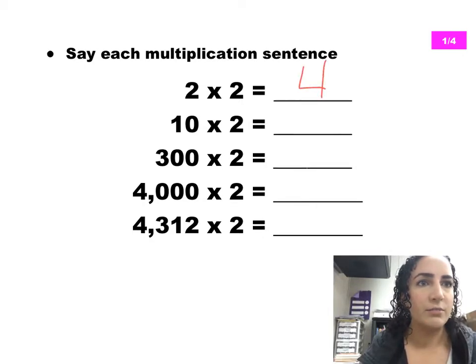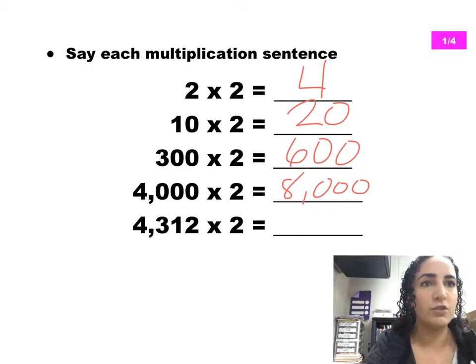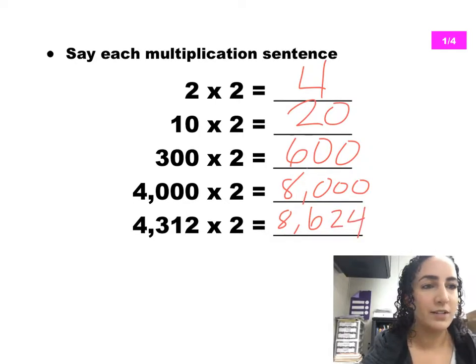Okay, so 2 times 2 is 4. 10 times 2 is 20. 300 times 2 is 600. 4,000 times 2 is 8,000. And then, okay, 4,312 times 2. So it looks like I'm putting together everything that I've come up with so far. So that would be 8,624. All right, go ahead and erase, and I will move on to the next slide.